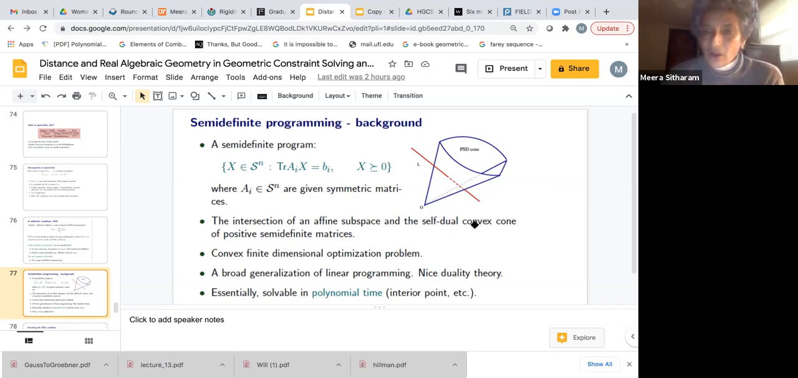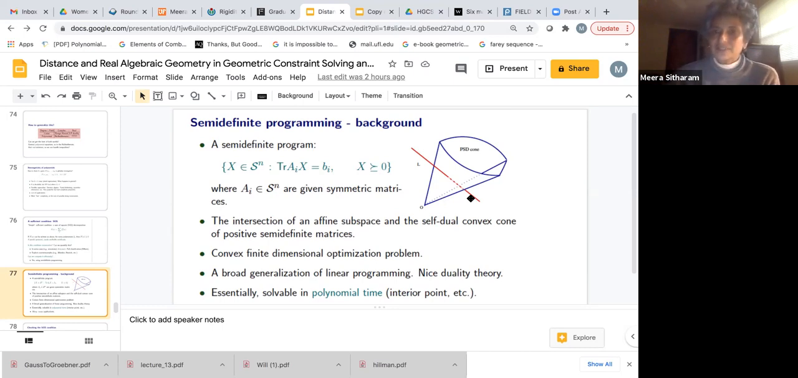So it's a broad generalization of linear programming, and it has nice duality theory because things are convex. You can use all the tricks of the trade from linear programming, the duality that we talked about, and all of these things.